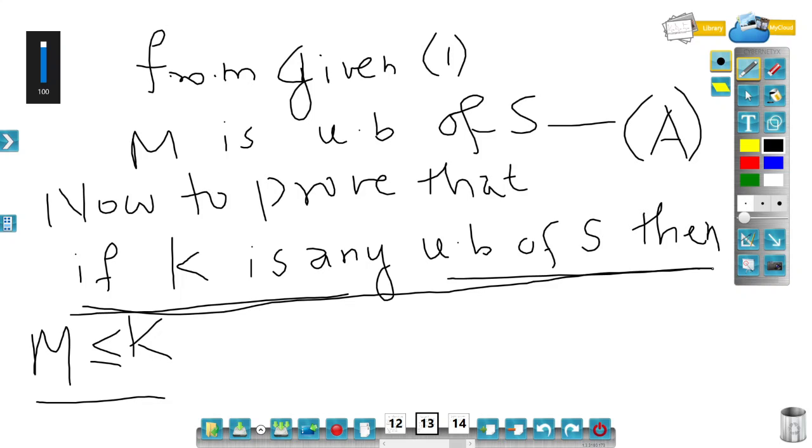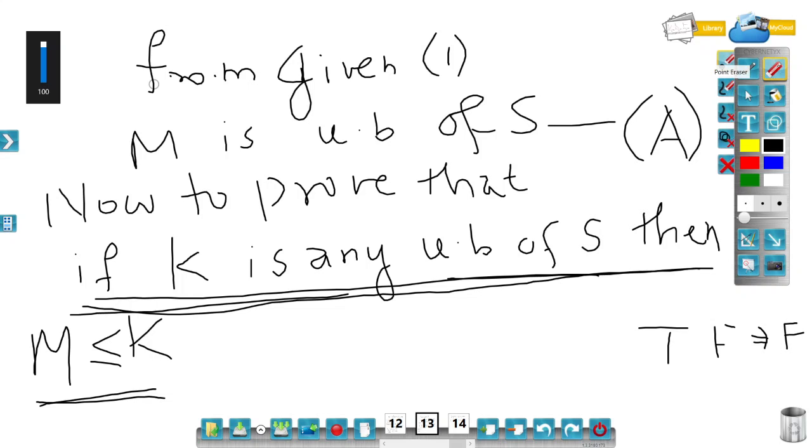So for the negation of this: if k is any upper bound of S, implies m is strictly greater than k. That is the negation, because in an implication, only true implies false is false. So this part is true, and I suppose the other part to be false so that the resultant answer is false. If you know the logical table, for implies, only TF is false, and everything else is true. This is the logical table that you should know. I'm sure you will be able to recall that.